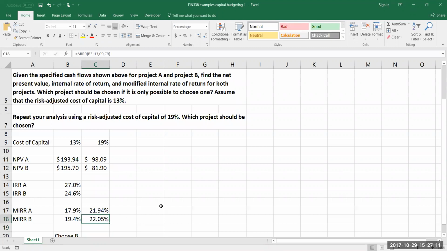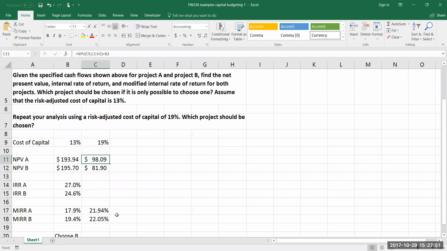So in this case, what we have is actually kind of an interesting scenario because based upon the net present value, project A has a higher net present value. And based upon the IRR, project A has the higher IRR. Based upon the MIRR, project B has a slightly higher modified internal rate of return. So just a little bit higher there. So net present value is telling us to pick project A. IRR is telling us to pick project A. The MIRR is telling us pick project B, but they're pretty close in this case.